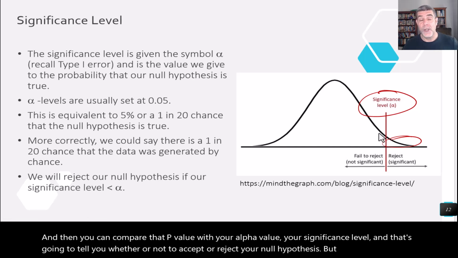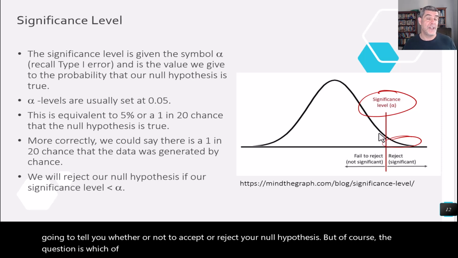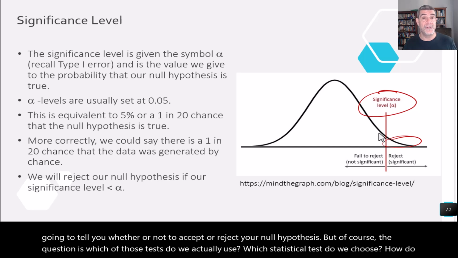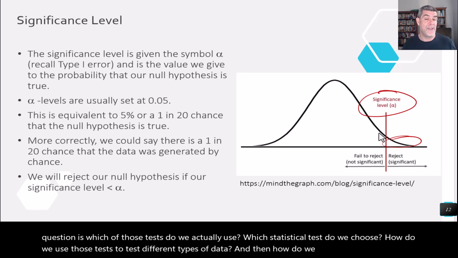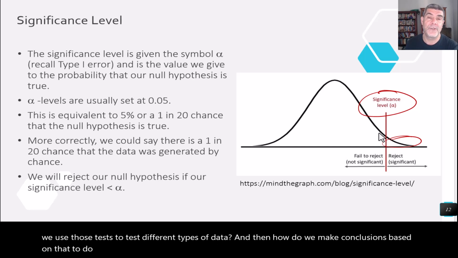But of course, the question is, which of those tests do we actually use? Which statistical test do we choose? How do we use those tests to test different types of data? And then how do we make conclusions based on that? To do that, we're going to have to look at each of those tests separately, and we'll do that in subsequent videos.